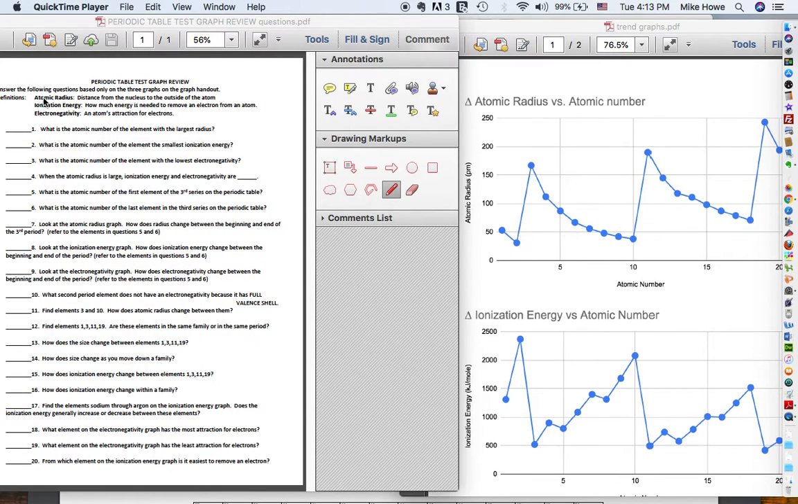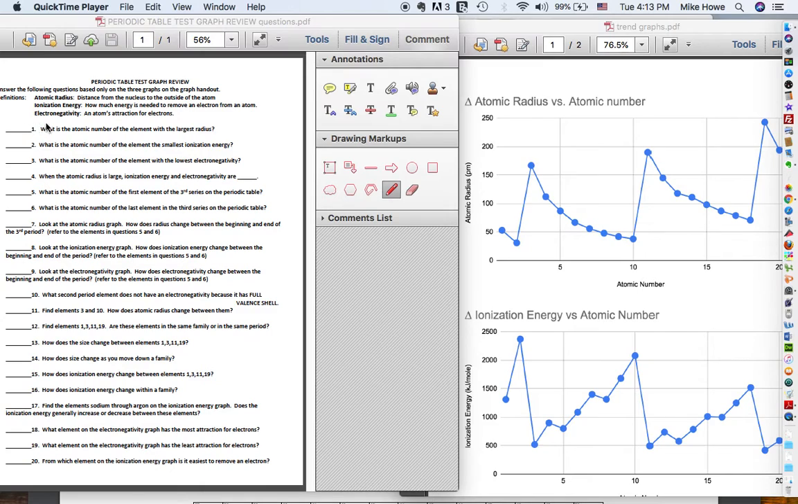Before we begin, reminding you of the three definitions. Atomic radius is the distance from the nucleus to the outside of the atom. Ionization energy is the energy needed to remove an electron from an atom. And electronegativity is an atom's attraction for electrons. All right, so without further ado, here we go.